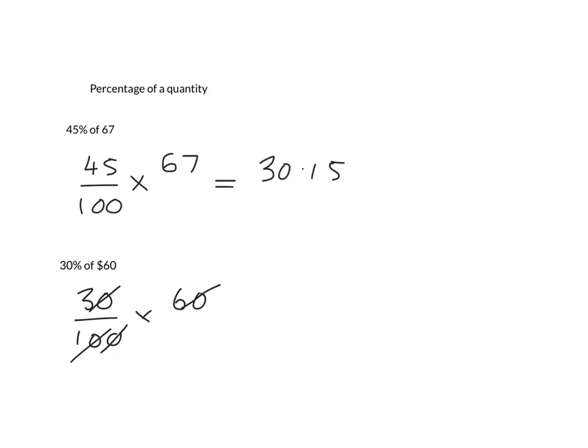So what have we actually got left here? 3 times 6 is 18, and the denominator is just a 1, so that means it's a whole number. 3 times 6, $18. So our answer is $18. Cool? Yeah. All right.